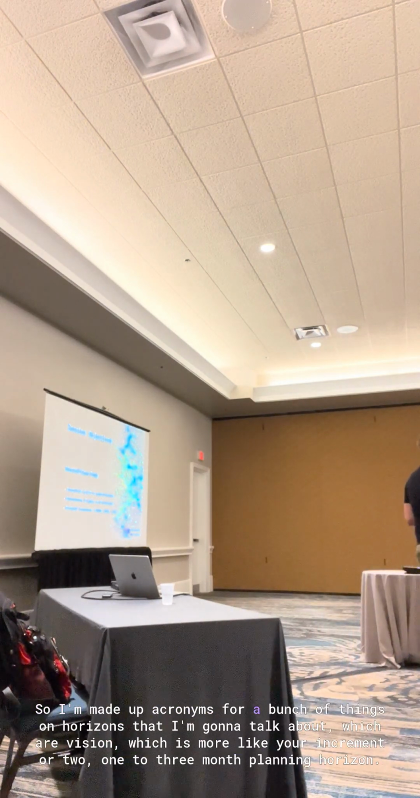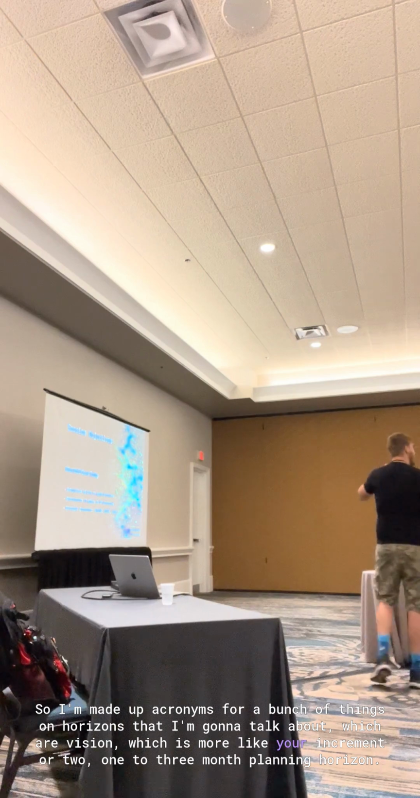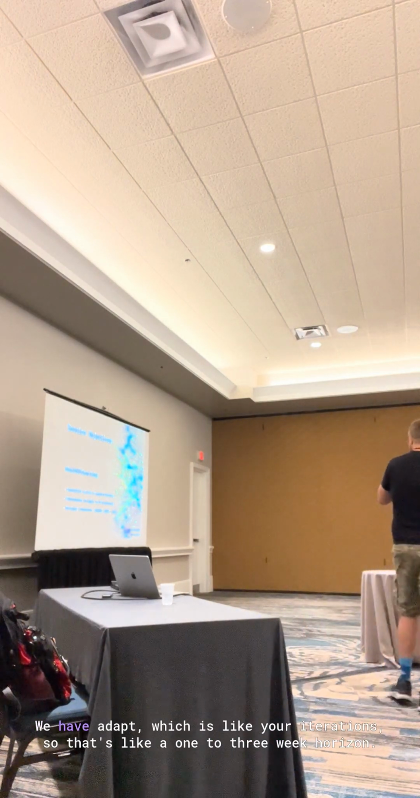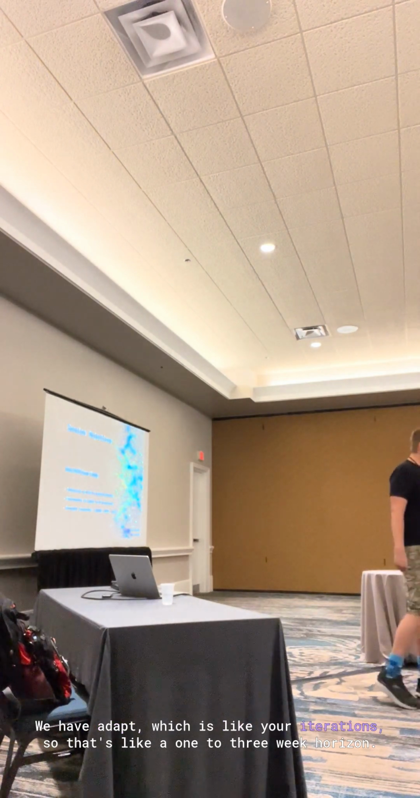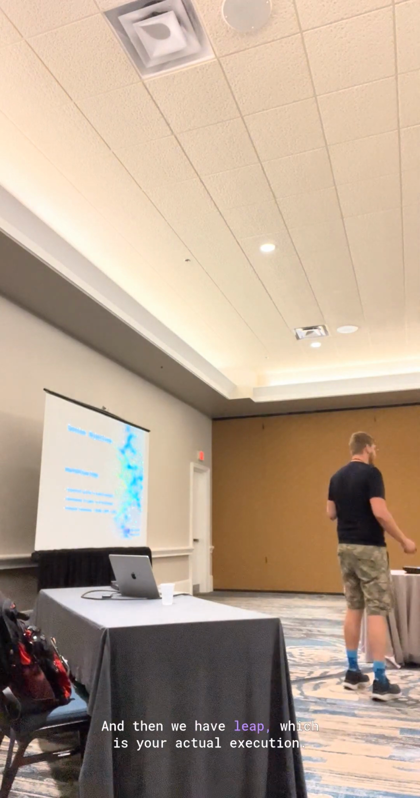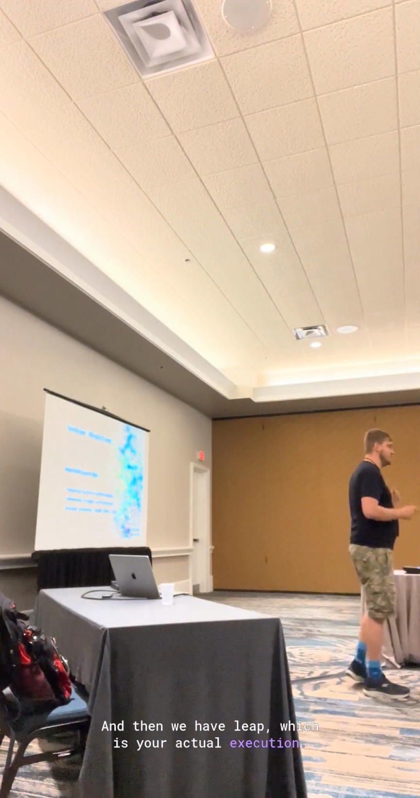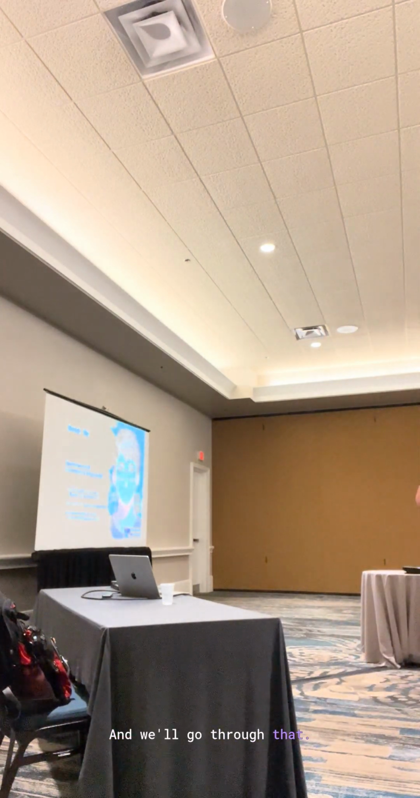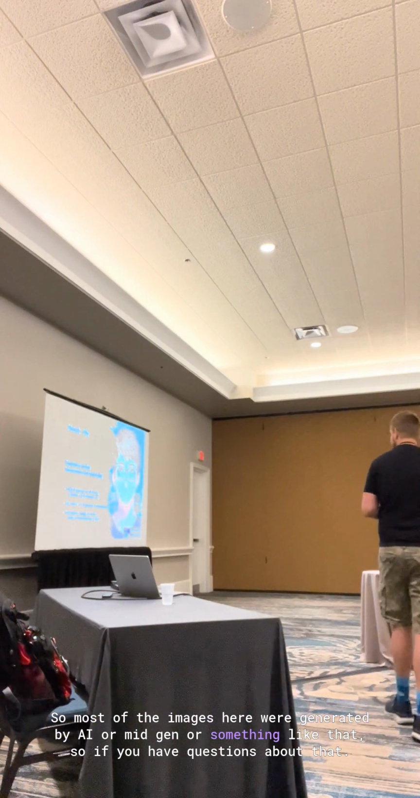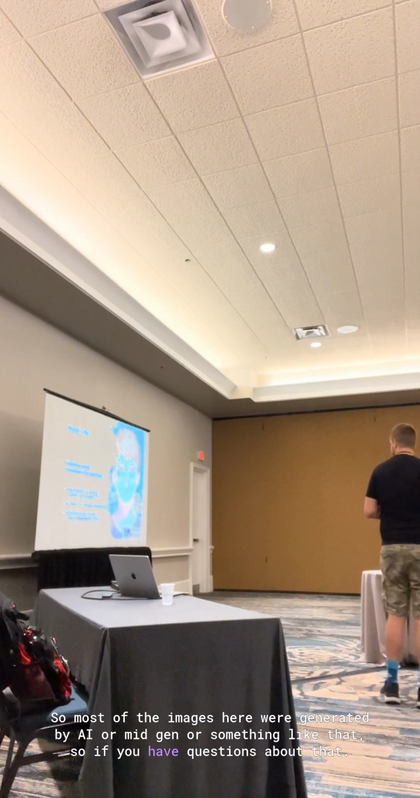So I made up acronyms for a bunch of things on horizons that we'll talk about. Vision is more like your increments, your 1 to 3 month planning horizon. We have adapt, which is like your iterations, so that's a 1 to 3 week horizon. And then you have leap, which is your actual execution. We'll go through that. Most of the images here were generated by AI, Midjourney or something like that, so if you have questions about that.